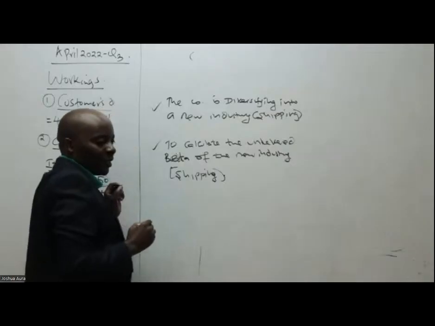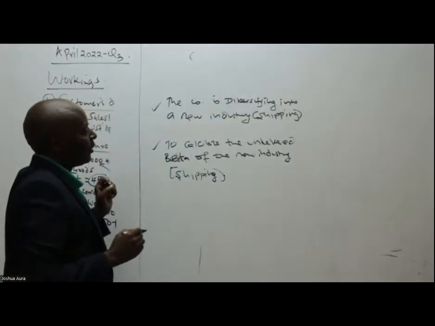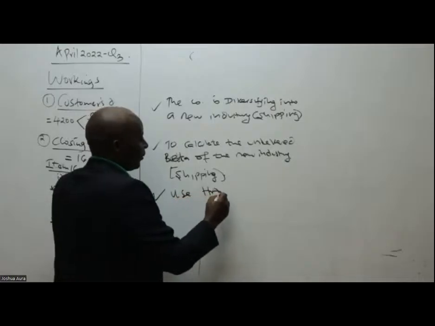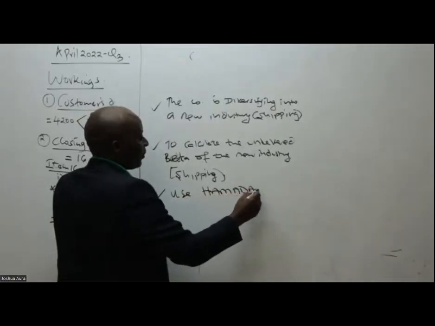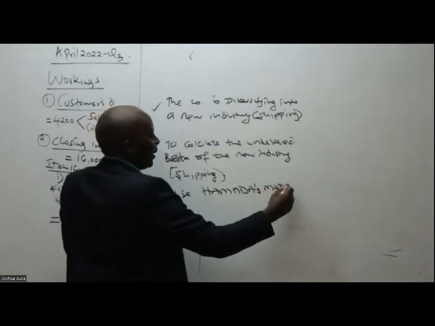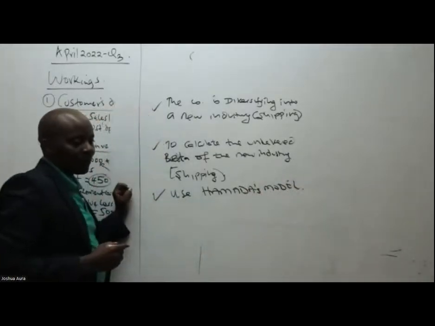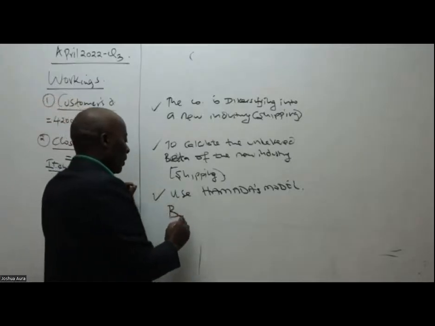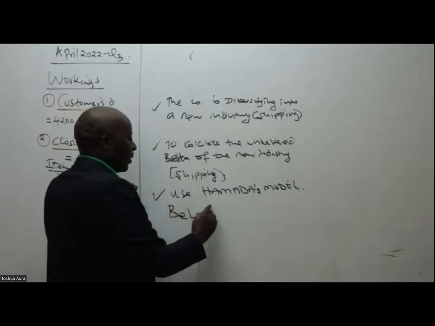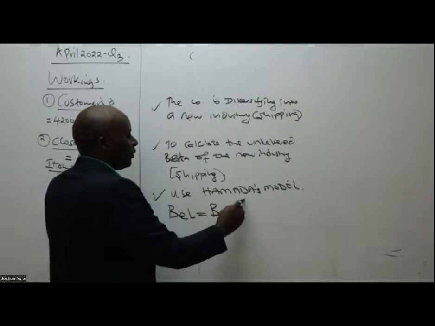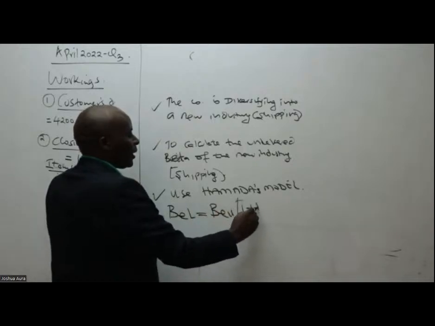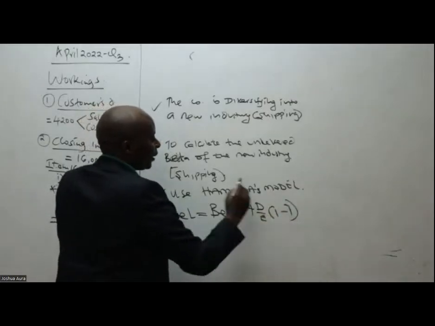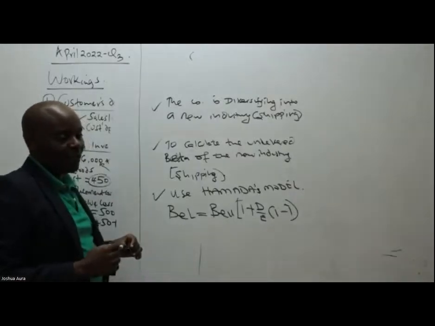Great. Which model do we use? Use Hamada's model. And if you remember Hamada's model, we have beta equity of a levered firm equals beta equity of the unlevered firm times 1 plus debt over equity, times 1 minus tax.